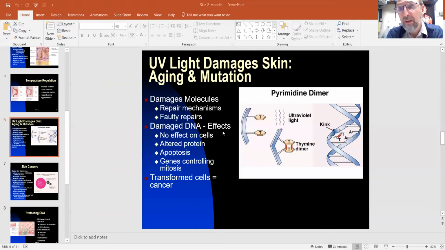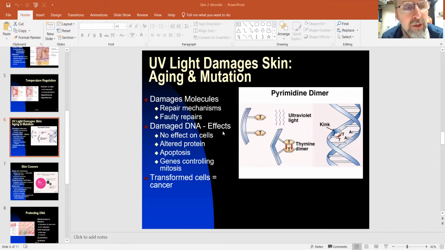And this is why the sun causes wrinkling of the skin, because it damages proteins. These are proteins like collagen and elastin that make the skin soft and flexible and strong. But it also damages DNA. It causes kinks to form in the DNA strands by causing thymine bases to form this dimer type structure. It's an abnormal structure that you see. And this damages the DNA, and we do have mechanisms to repair this, but sometimes the repairs are faulty.